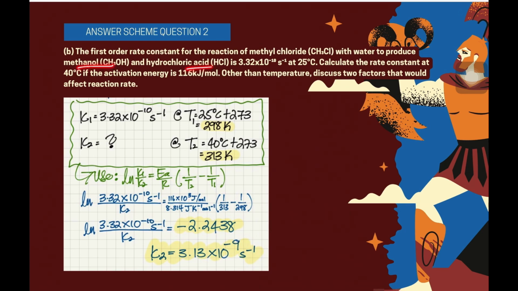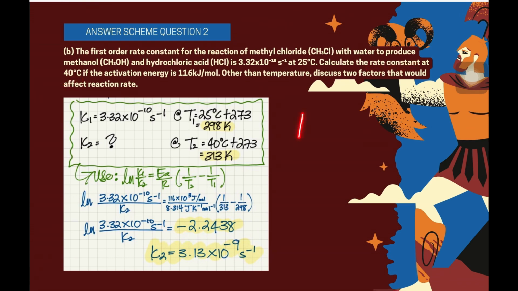of water to produce methanol and hydrochloric acid dibagi di sini. Okay, dia bagi tahu S-1 di sana kan. So it's a first order reaction because dia punya weight ni pun kita sudah confirmkan dia first order. Okay, calculate the rate constant at 40 degrees Celsius. Okay, so di sini dia suruh cari another rate constant with different temperature.